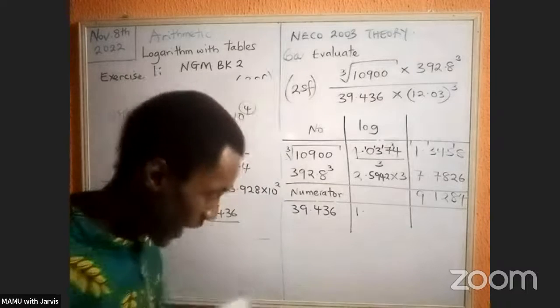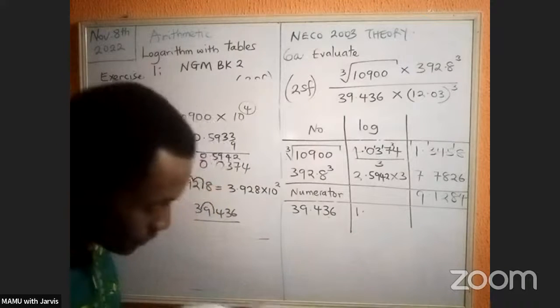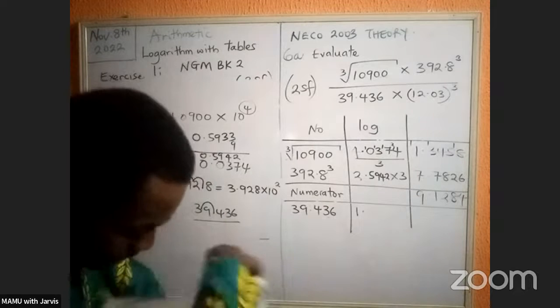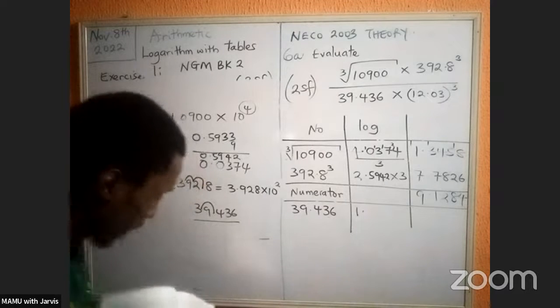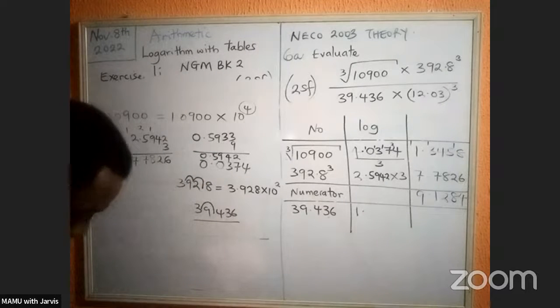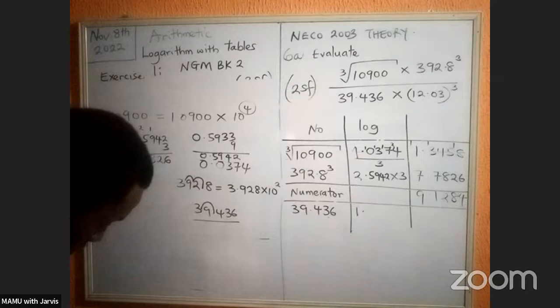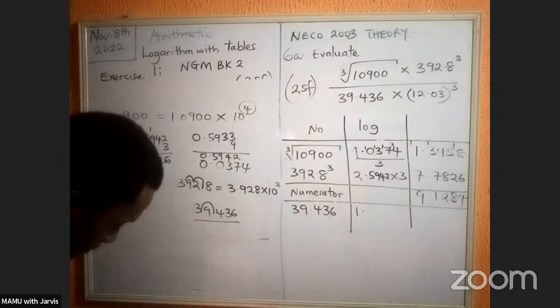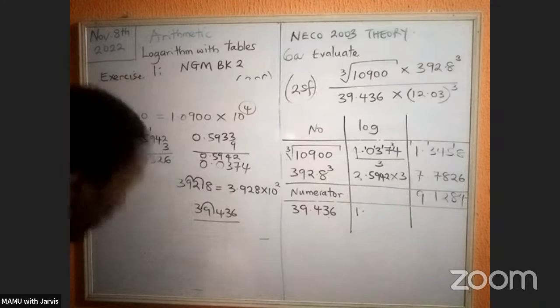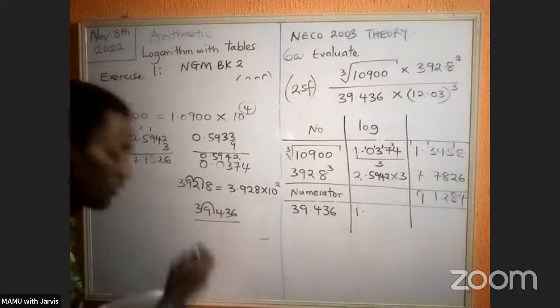So this will be 39 under 4. 39 under 4 will give me 5955.